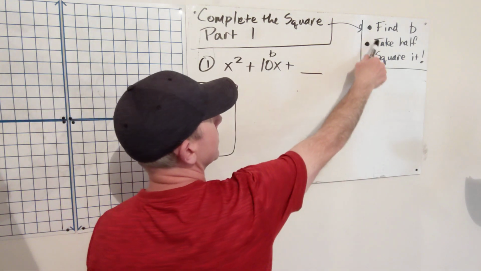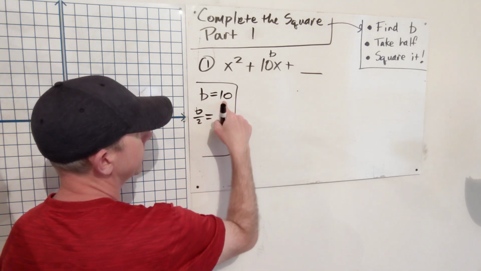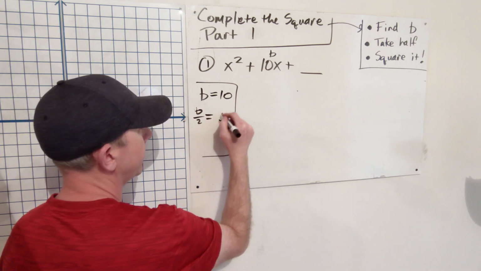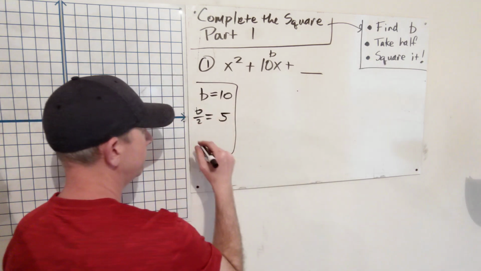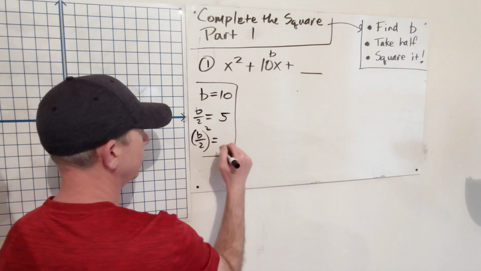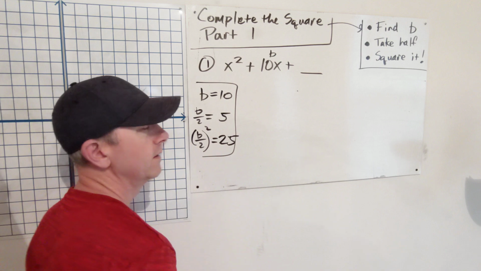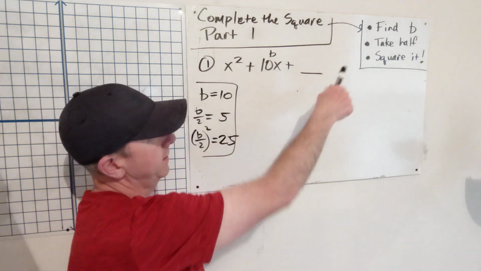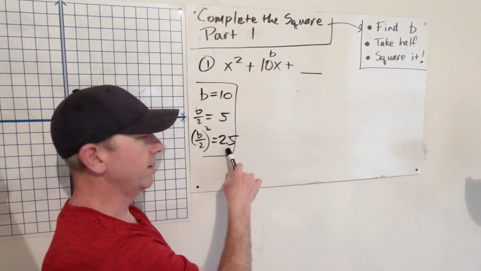All right, next, we're going to take half of that. So b divided by 2, in this case 10 divided by 2 is 5. So we take half, and now we're going to square it. We take whatever b over 2 is and square it. In this case, 5 squared is going to be 25. All right, so there you go. That's why I put that over there, just to leave it up there. b is 10, take half, we get 5, and then we square it.